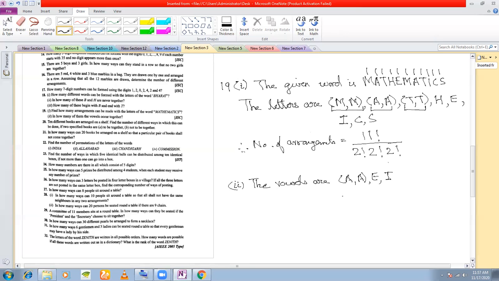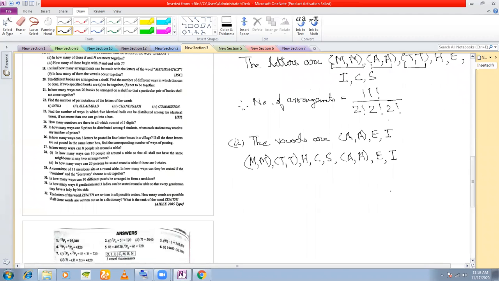So, the number of ways in which the vowels can be arranged among themselves. See, now look at the question here. Before thinking about that, in how many ways can the vowels occur together? So what you do here is you keep the vowels together. Say I write here M, then TT, then H, then C, then S. And I am keeping the vowels together: A, E, A, I. Look at this as a single entity.